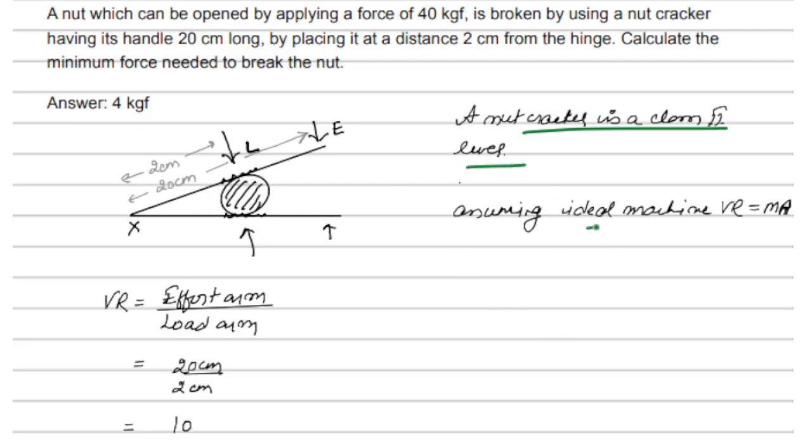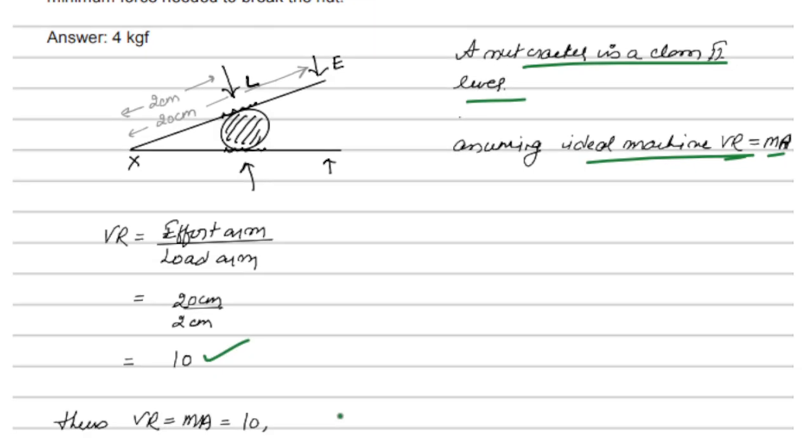Now assuming an ideal machine, MA will be equal to VR, whatever mechanical advantage we get will be equal to VR. VR is effort arm by load arm. See the effort arm here till here, it is 20 centimeter, and the load arm is 2 centimeter. So it will be 20 centimeter divided by 2 centimeter, that will be 10. So we got the mechanical advantage of 10.